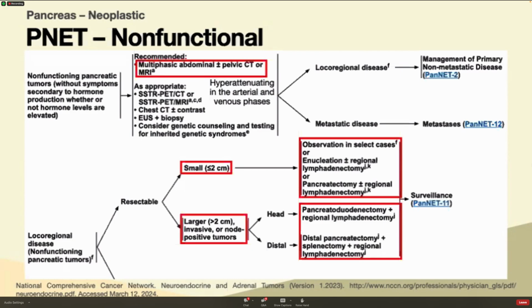For lesions greater than 2 cm, or if there are positive lymph nodes, then you have to do a Whipple's procedure with regional lymphadenectomy if the lesion is at the head, or for distally located lesions, you have to do a distal pancreatectomy with splenectomy and regional lymphadenectomy.